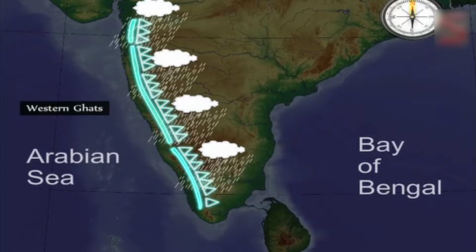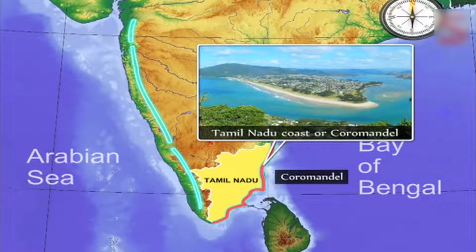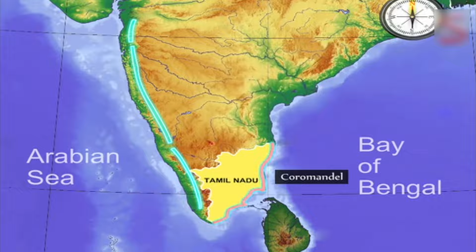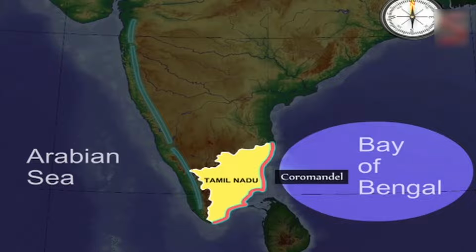The rainfall is very high along the west coast due to the Western Ghats and due to the high-peaked hills in northeast India. The Tamil Nadu coast or Coromandel is generally dry during the season, as this area is the rain shadow region of the Arabian Sea branch and is parallel to the branch of Bay of Bengal.